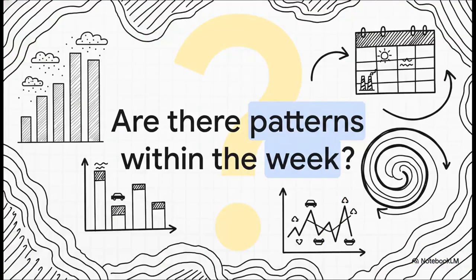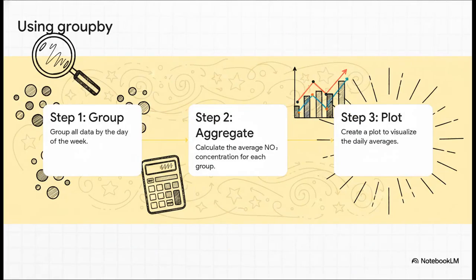For example, we know the average pollution levels, but does it change during the week? Is there a difference between, say, a Monday morning rush hour and a quiet Sunday afternoon? That's the kind of question that leads to some real insight. So to answer that, we're going to use this really cool feature in Pandas to group our data. Basically, we'll tell it to lump all the weekday data into one bucket and all the weekend data into another. Then we'll get the average for each bucket and plot it.